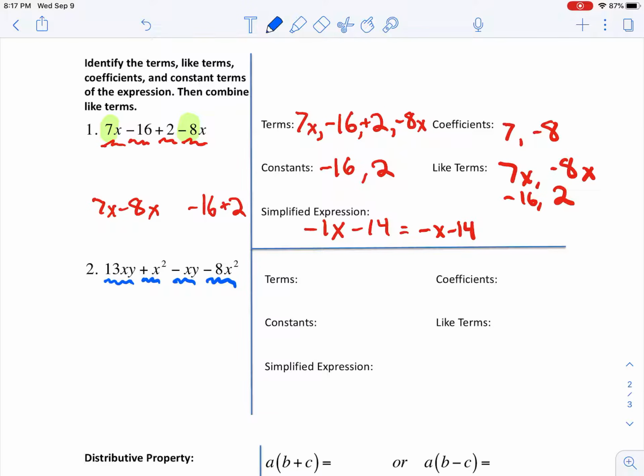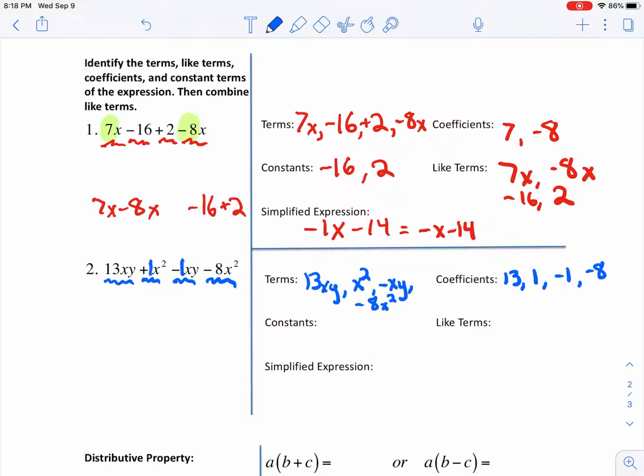All right, so now the terms, let's list them out. 13xy, x squared, -xy, and -8x squared. Kind of ran out of room there. Coefficients are the numbers in front of the letters. Well, looking over here on the left, 13xy plus how many x squareds is this? This is a 1x squared. Minus 1xy minus 8x squared. So it's actually 4 coefficients here. 13, 1, -1, and -8.